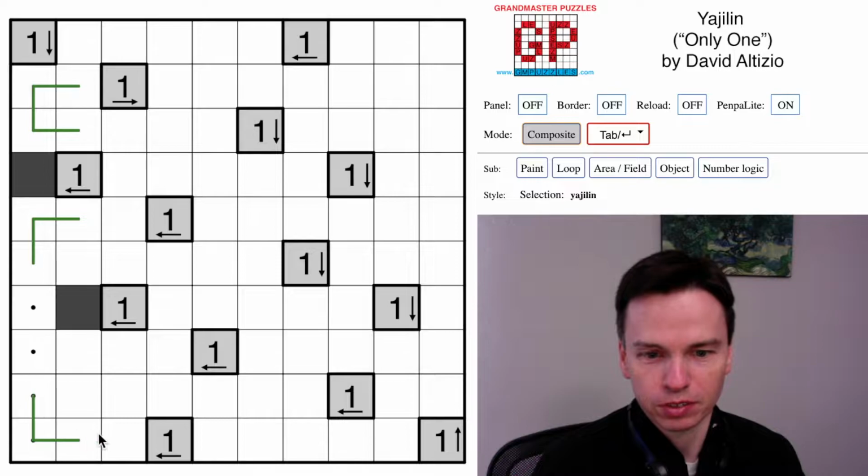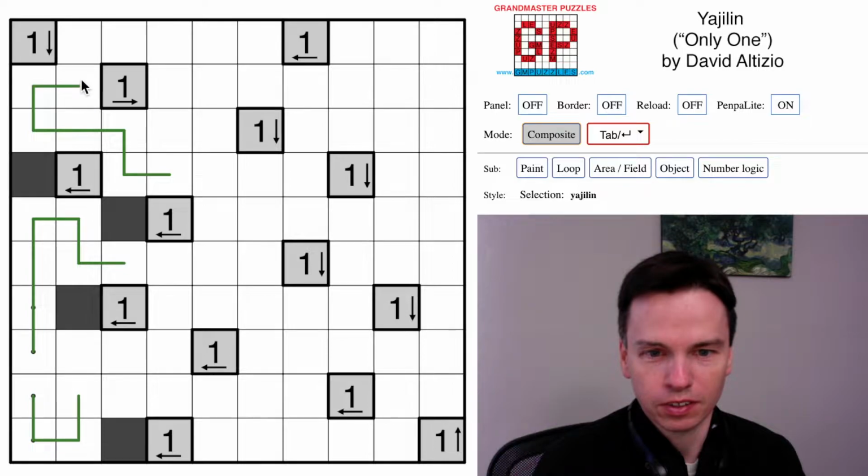As we actually put in this corner loop, we leave one cell for this clue. This has to come through this channel, which means these cells come like this. That's going to leave just one option here. So as these keep moving along, we're slowly getting more and more limitations.